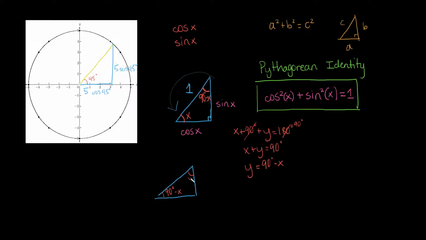This here is x, and our angle is still 90 degrees. And now this side here is still 1, but now we've flipped ourselves around. This is the sine of x, and this is the cosine of x. And well, what can we notice? Well, this right triangle looks very similar to this right triangle, except the values are switched up.